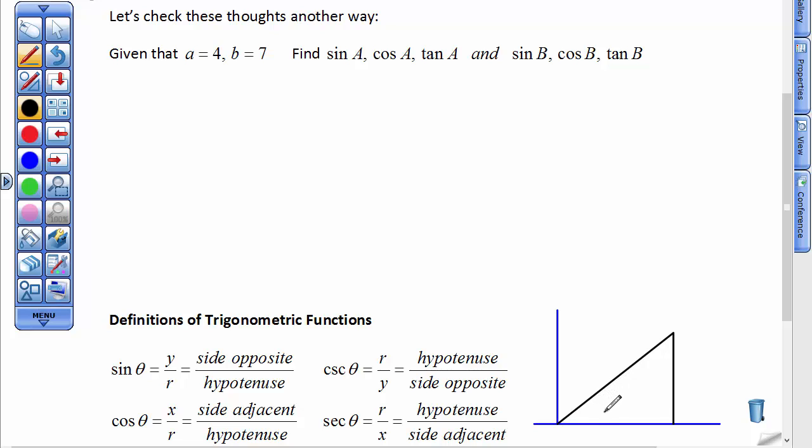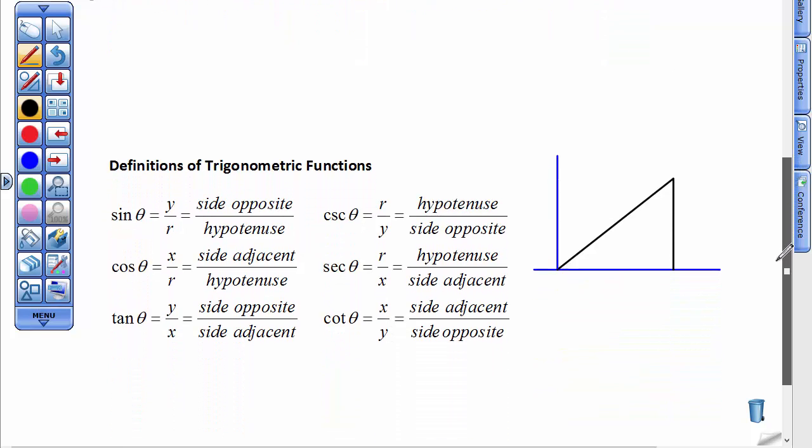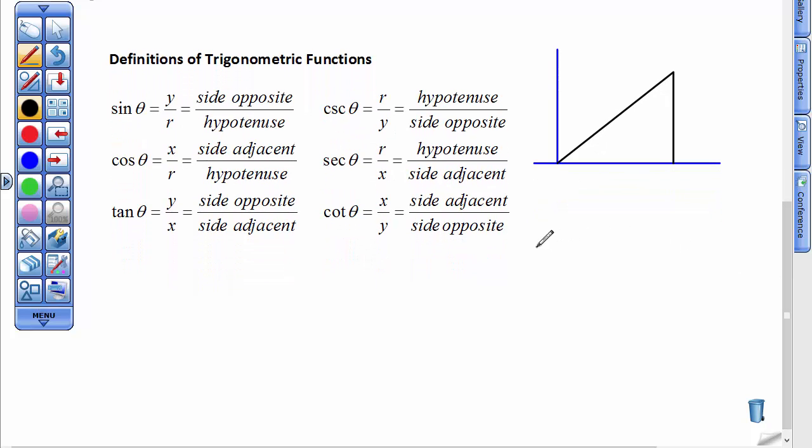Okay, I just want to check these thoughts another way. I'm going to, in a moment, draw a right triangle where legs A and B are given. A is 4 and B is 7. And we're going to find the values of sine A, cosine A, tangent A, and then sine B, cosine B, tangent B.